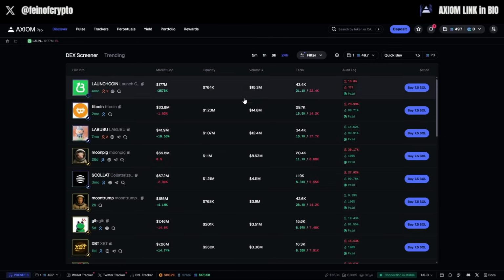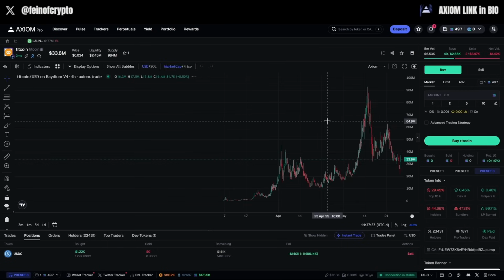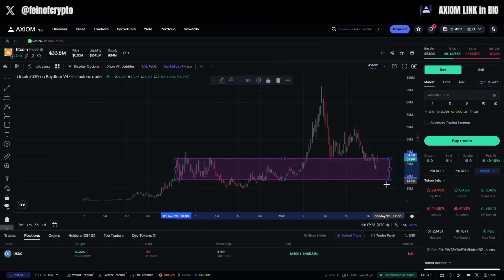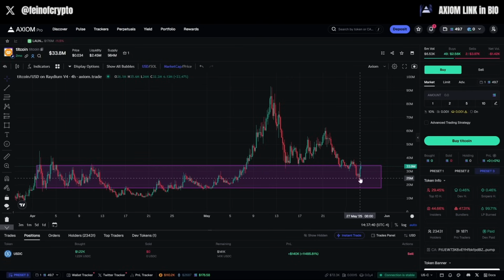Now we go back. What's next? Titcoin. Okay, let's see what's going on with Titcoin. All right, it's on a pullback. We have this zone I'm looking at right there. Okay, so there's some potential. Of course, we see that bounce.